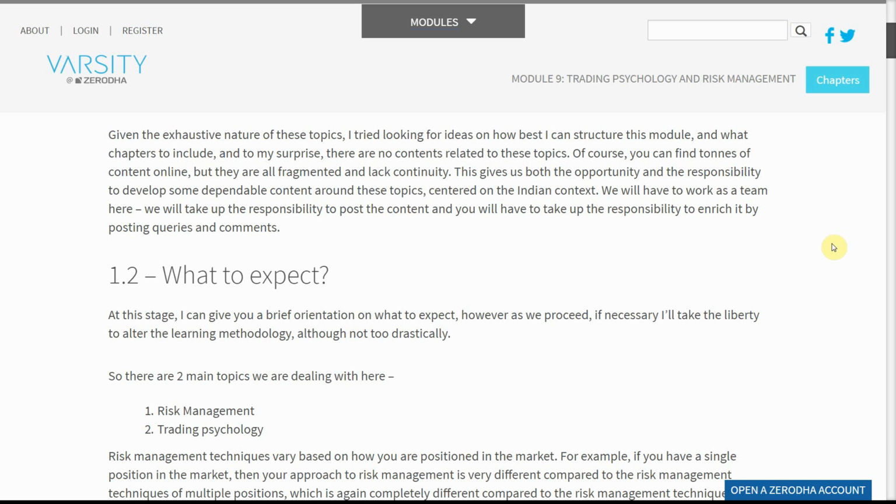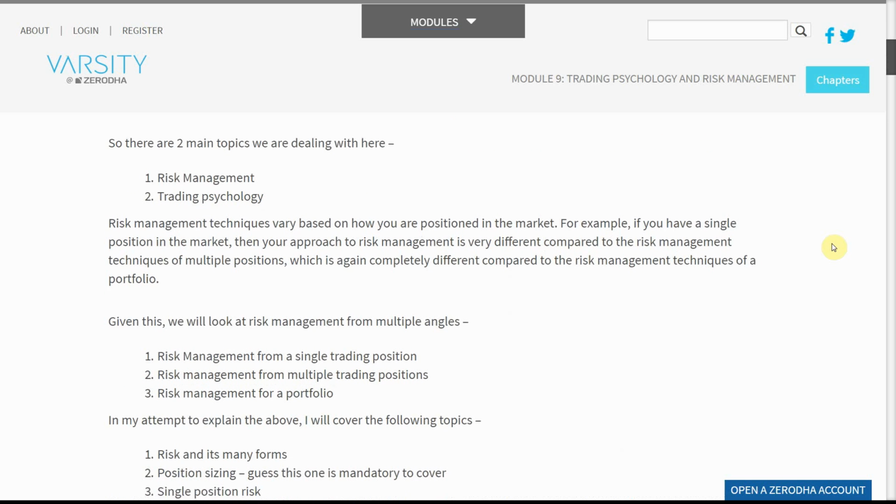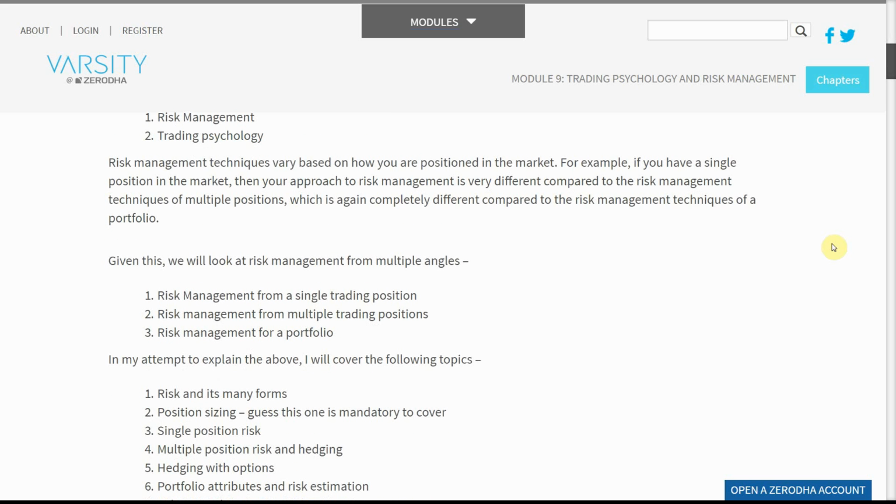So there are two main topics we are dealing with here. Risk management, trading psychology. Risk management techniques vary based on how you are positioned in the market. For example, if you have a single position in the market, then your approach to risk management is very different compared to the risk management techniques of multiple positions, which is again completely different compared to the risk management techniques of a portfolio. Given this, we will look at risk management from multiple angles. Risk management from a single trading position. Risk management from multiple trading positions. Risk management for a portfolio.